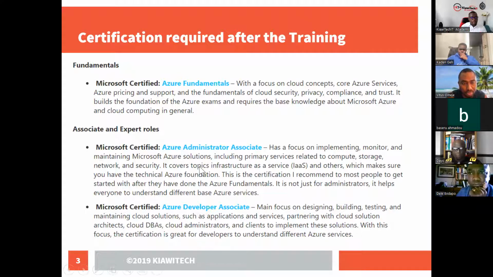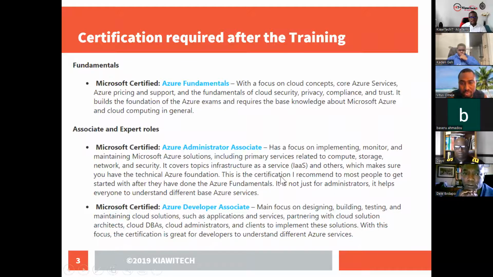Now, as you go deeper into these, for example, Azure Administrator has a deep focus on implementing, monitoring, and maintaining Microsoft Azure solutions, right? This also includes primary services, things like storage, compute, networking, security, and covers topics like infrastructure as a service, platform as a service, and software as a service.